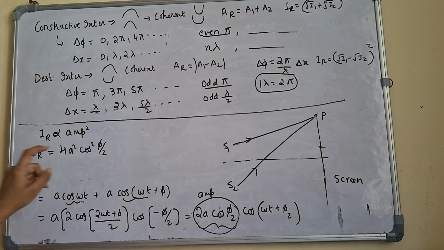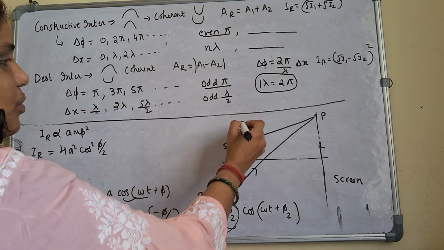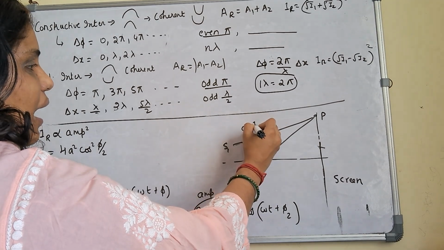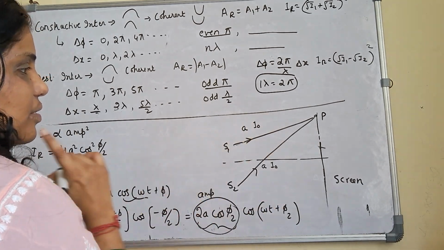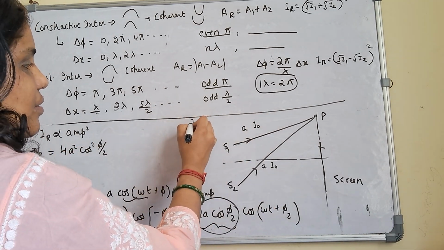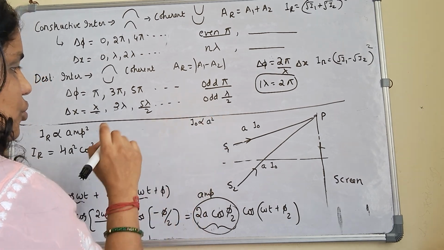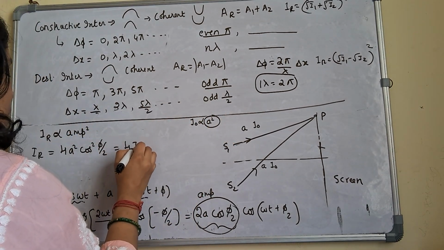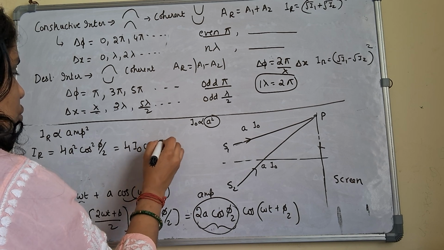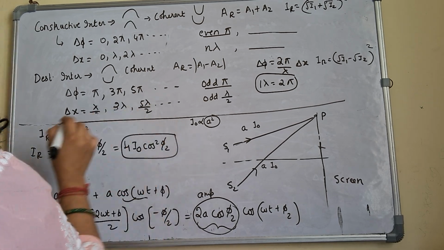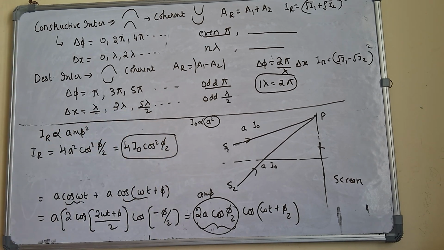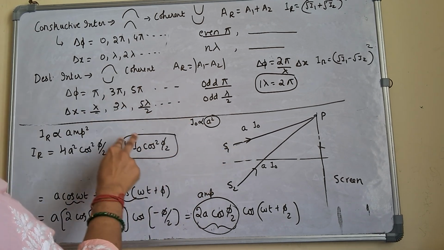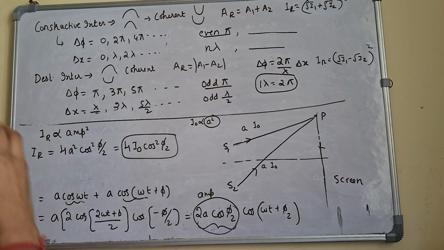Now I told you previously that when I wrote this equation, this wave had amplitude A, this was also having amplitude A, and this intensity is I naught, this intensity is I naught. So intensity is proportional to the amplitude squared. So instead of A squared, can I write I naught? That is how I get 4 I naught cos squared phi by 2. This is the intensity of the resultant wave when these two waves interfere.